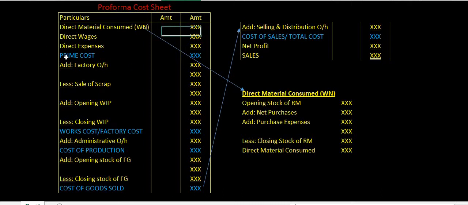Now once we get our prime cost, to that we add our factory overheads. In other words, any kind of indirect material or indirect wages or indirect expenses. All indirect items are a part of our factory overheads. From this total we deduct sale of scrap. Now please understand, sale of scrap is not a very common thing. It does not come in almost all problems. But in case it is there, we need to remember that sale of scrap is to be deducted from factory overheads.